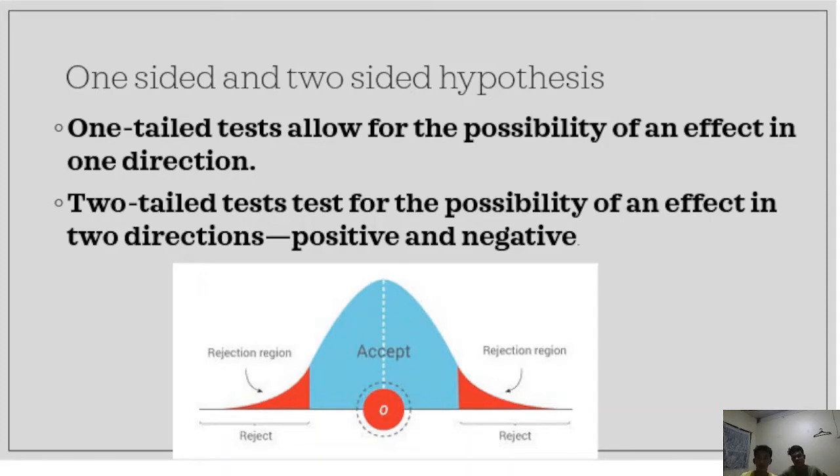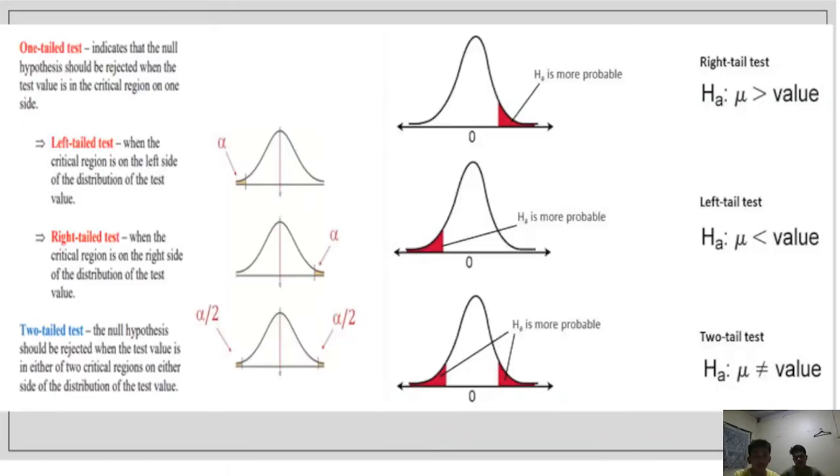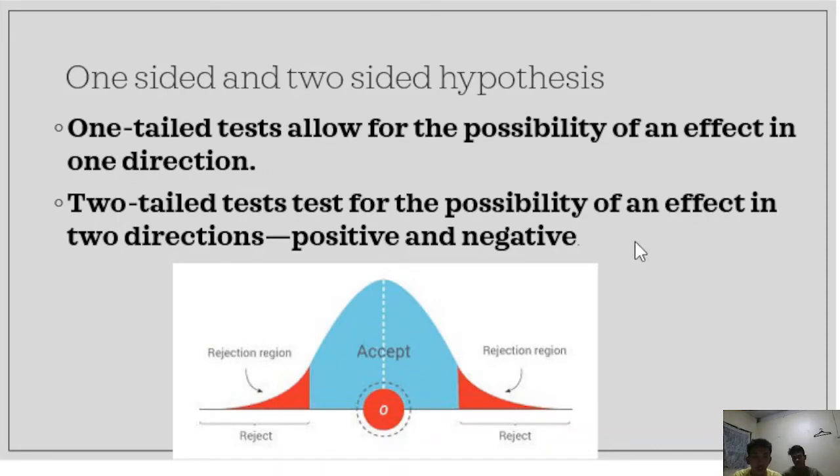One-sided and two-sided hypothesis. One-tailed tests allow for the possibility of an effect in one direction. Two-tailed tests test for the possibility of an effect in two directions. We have positive and negative. Wait lang, we have a figure here, an example figure. In this red shaded part is the rejection region. And sa walang shade, blue, ito yung acceptance region na sinasabi.